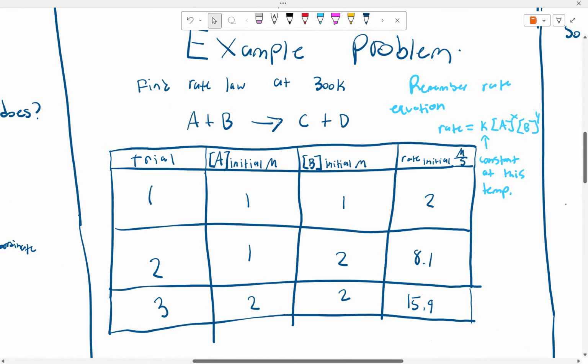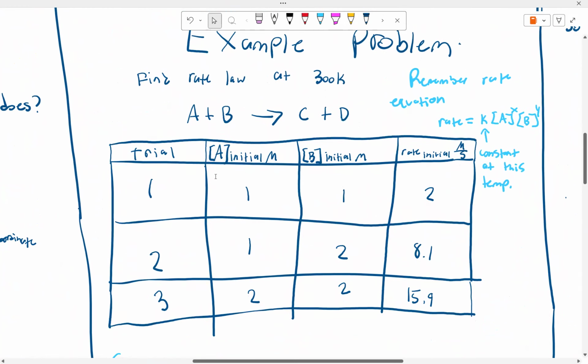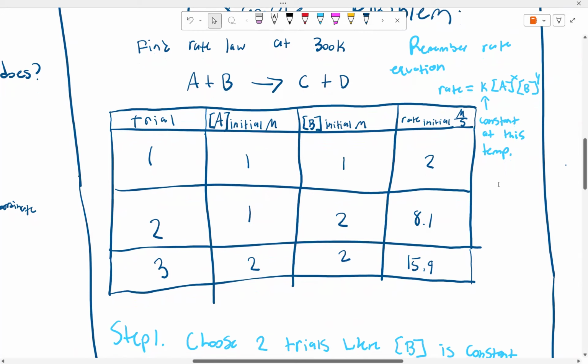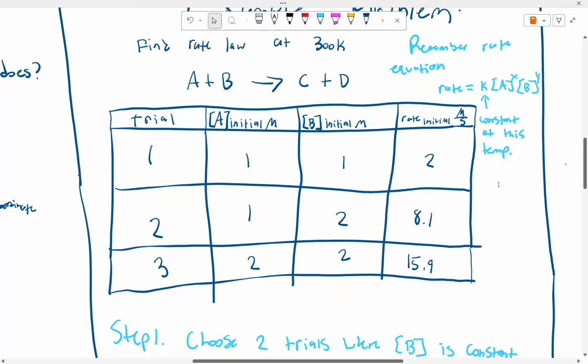Here is an example problem from the textbook. Basically, it's saying find the rate law at 300 degrees Kelvin. So, remember the rate equation when you're doing this? Rate is equal to k, which is constant at that temperature, and we're finding it for the forward reaction. So k, we have A and B. We need to find essentially x and y for this equation that we don't have, and also k. So there's going to be a lot of plug and chug.